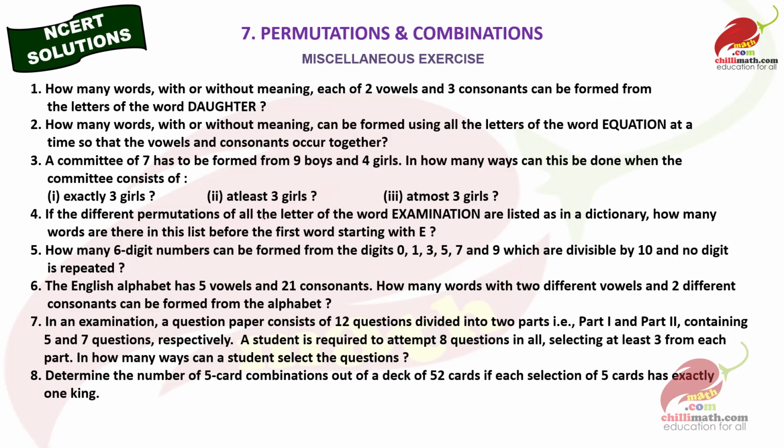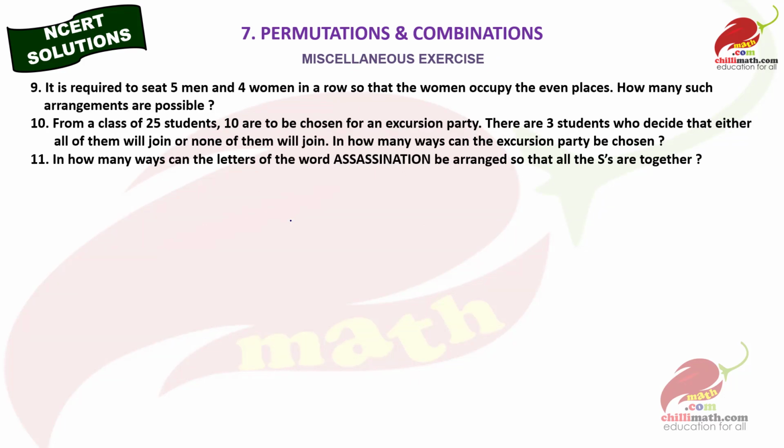Hello children, today we'll be solving miscellaneous exercise of your chapter 7, that is permutations and combinations. In this we have 11 sums, so let's solve these sums one by one.